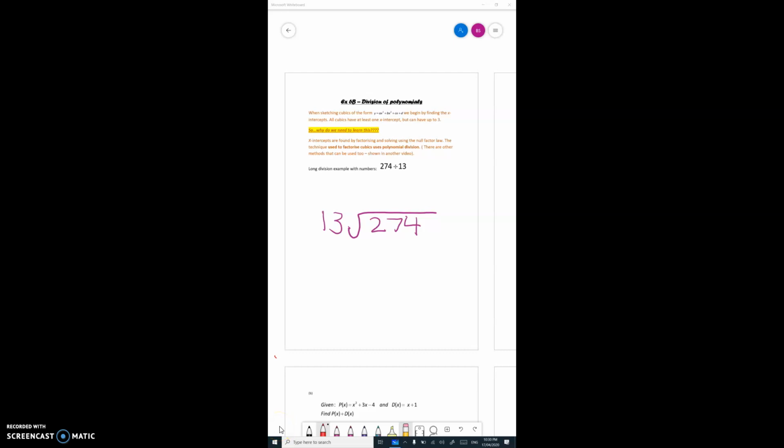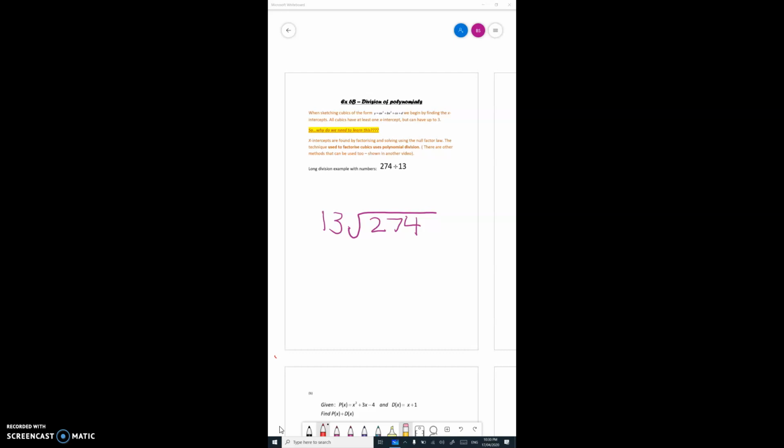In this video, we're going to look at division of polynomials. You might ask, why do we need to do this? It's in order to factorize cubics. And if we are able to factorize them, then we're able to find the x-intercepts later on using the null factor law. But for now, we're just going to focus on factorizing them.